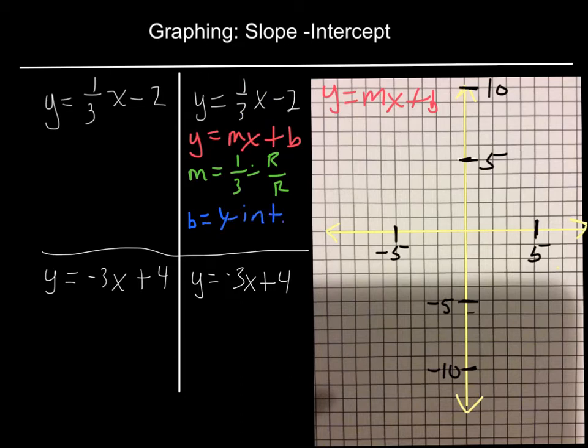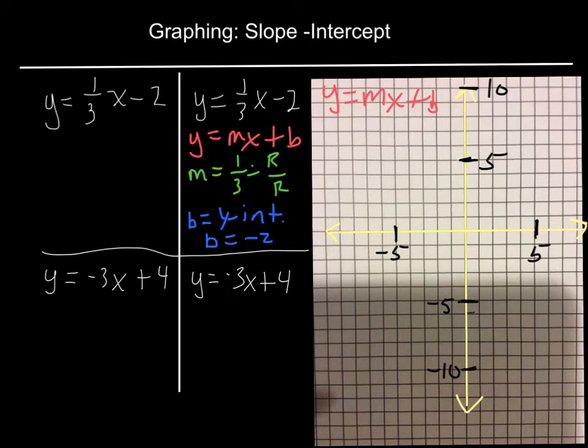It's the point where your line crosses the y-axis. So if here is my y-axis right here, there is a point on this line that is going to cross this y-axis. The point where this line crosses the y-axis is right there at negative 2. So the y-intercept is negative 2 for this one.